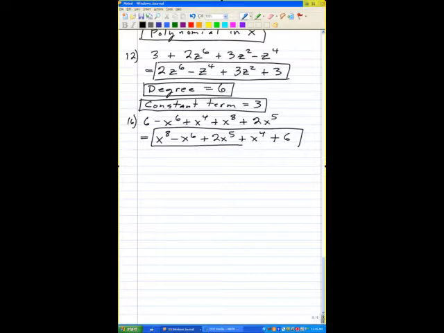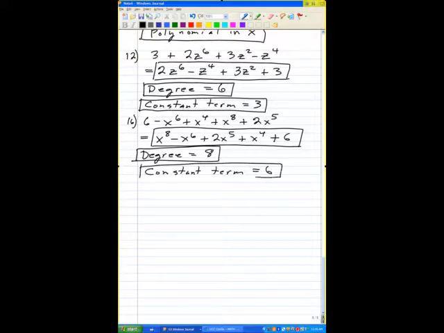I've written my polynomial in descending order. The degree of this polynomial, the highest power, is 8. So the degree of my polynomial is 8. The constant term, the term without any variable, is 6. And that is your answer.